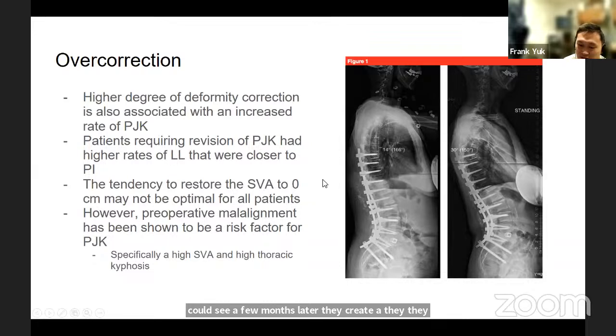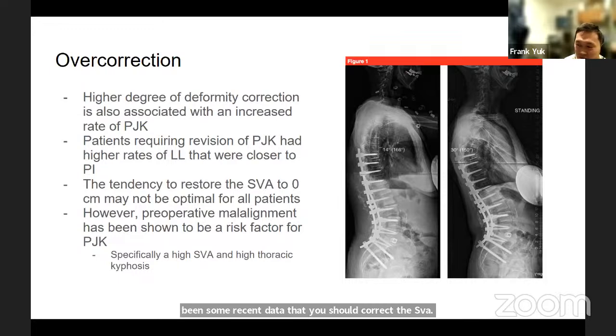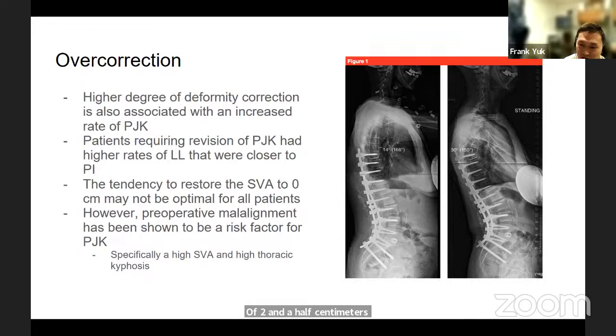There's been some recent data that you should correct the SVA based on the decade that they were born. So for example, for a 70-year-old, you don't want to perfectly match them to an SVA of 2.5 centimeters or 0 centimeters. You can correct them to just 7 centimeters. An 80-year-old, 8 centimeters, and so forth.